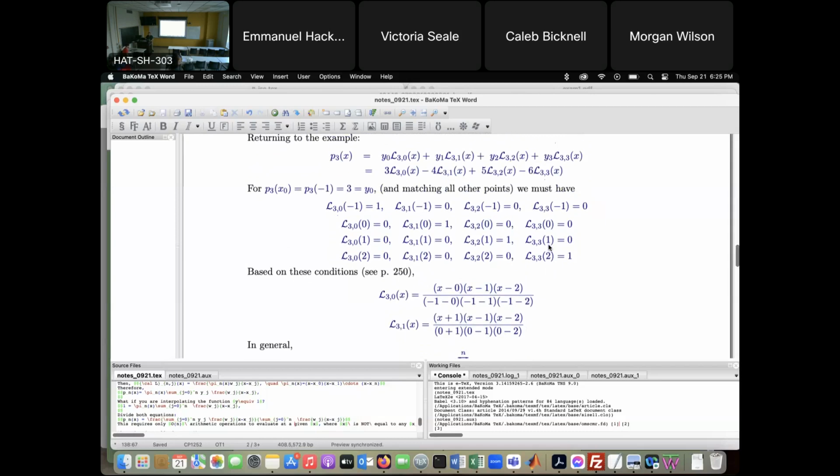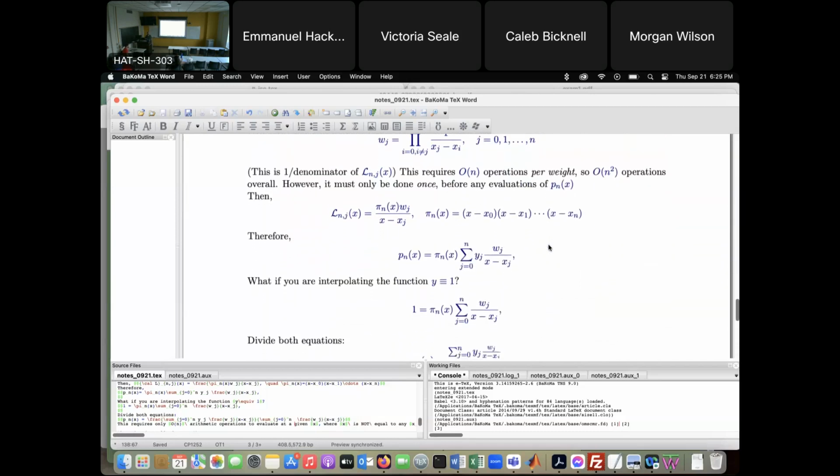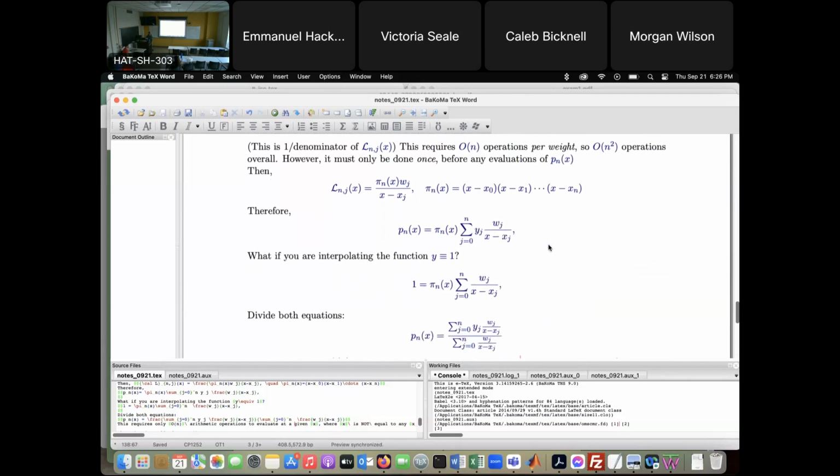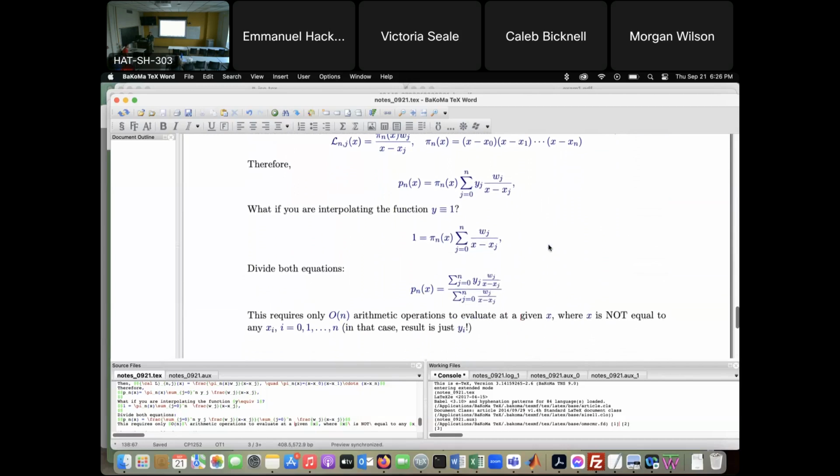Questions about any of this? Lagrange polynomials, barycentric, or anything else for that matter? Homework problems? Conflict check questions?